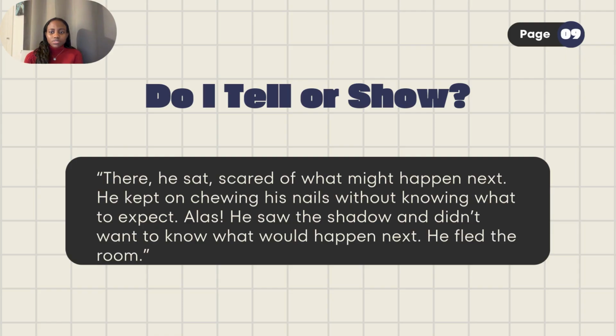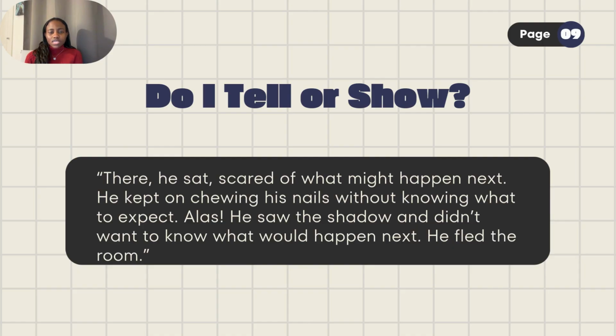Now, if you think about this particular scene, imagine what's coming to your mind. This person is nervous. This person is afraid. This person is experiencing fear. That is what you want from your readers. That's what your readers want to feel. So do you tell them or do you show them?